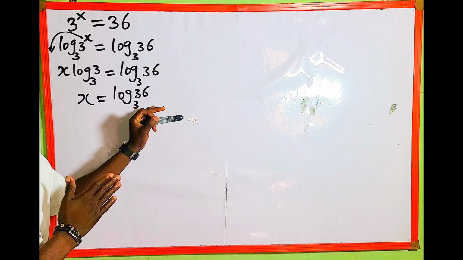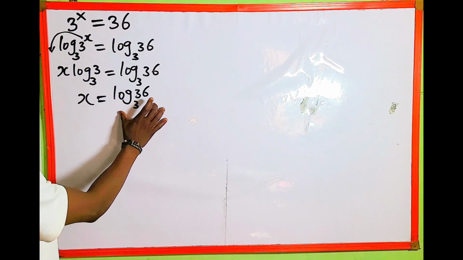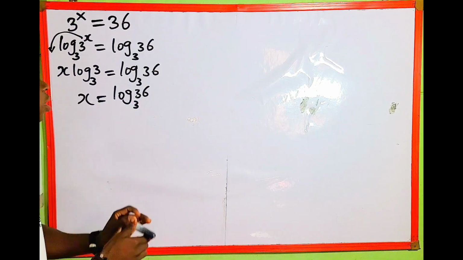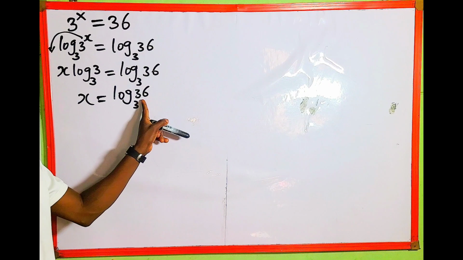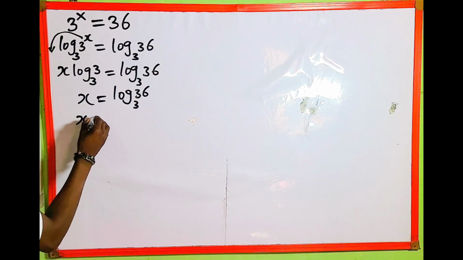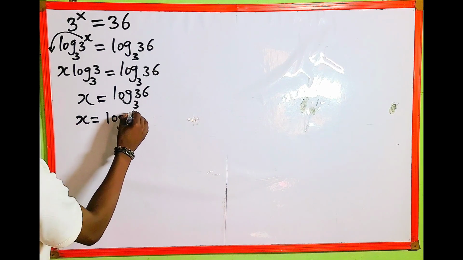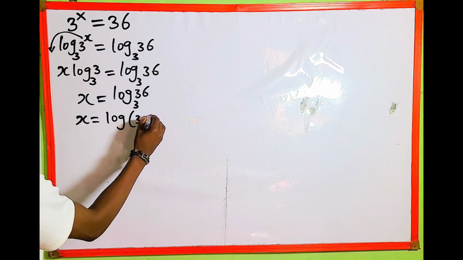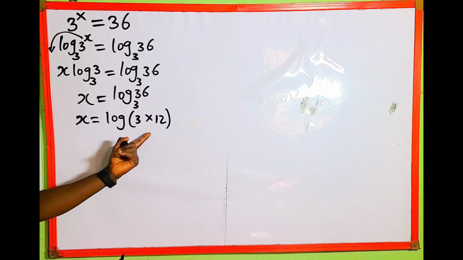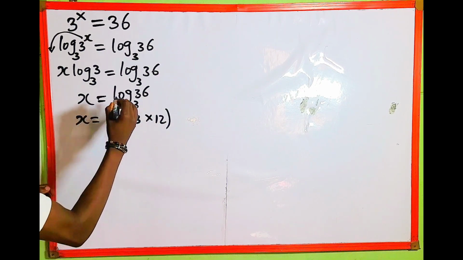But we're not going to stop here. We need to simplify this right hand side to its lowest form. Now what do we do? We need to break this 36. We're going to have x equal to log of 36, which is the same as 3 multiplied by 12, then to the base of 3.